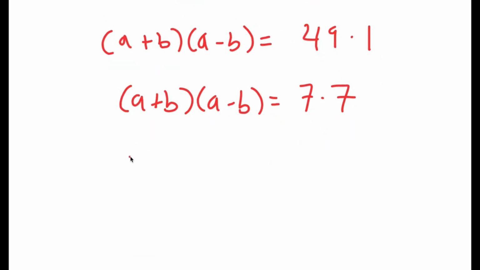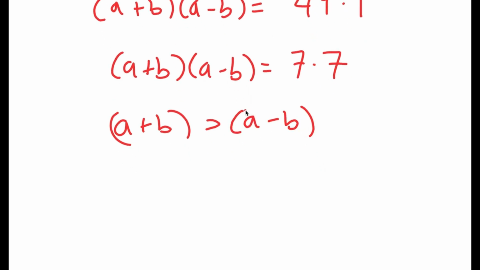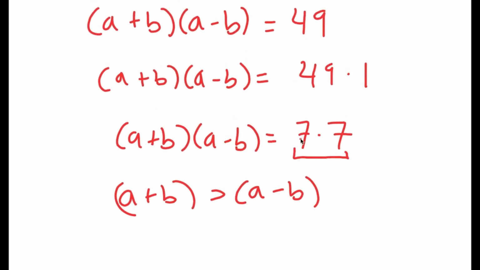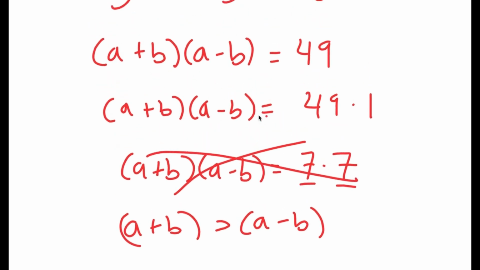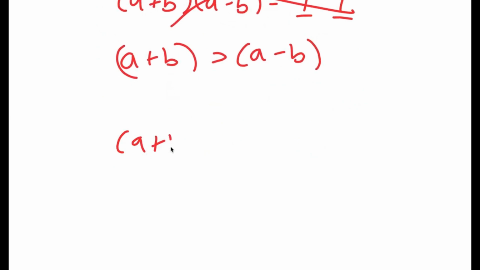Now, we obviously know that a plus b is going to be greater than a minus b. So keeping this in mind, this means that we can't rewrite a plus b times a minus b as 7 times 7, as 7 and 7 are equal. So this possibility is out of the way, and 49 times 1 is the only possibility here, meaning we're going back to a plus b times a minus b is equal to 49 times 1.